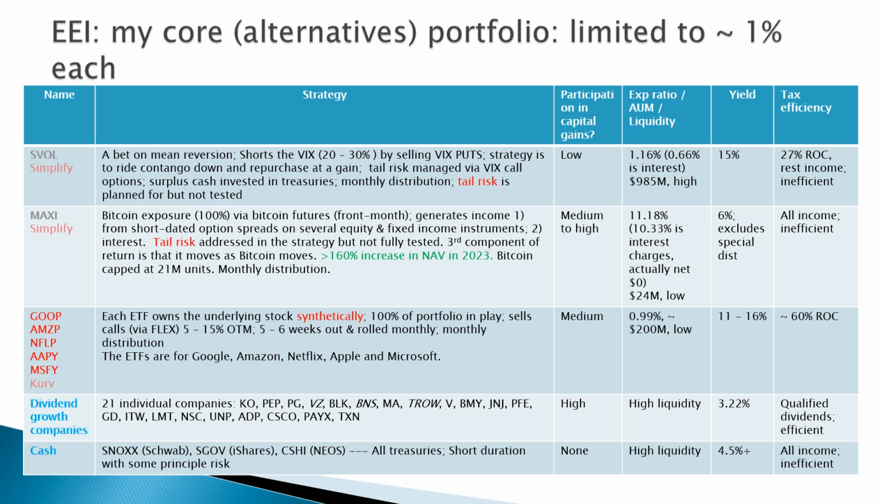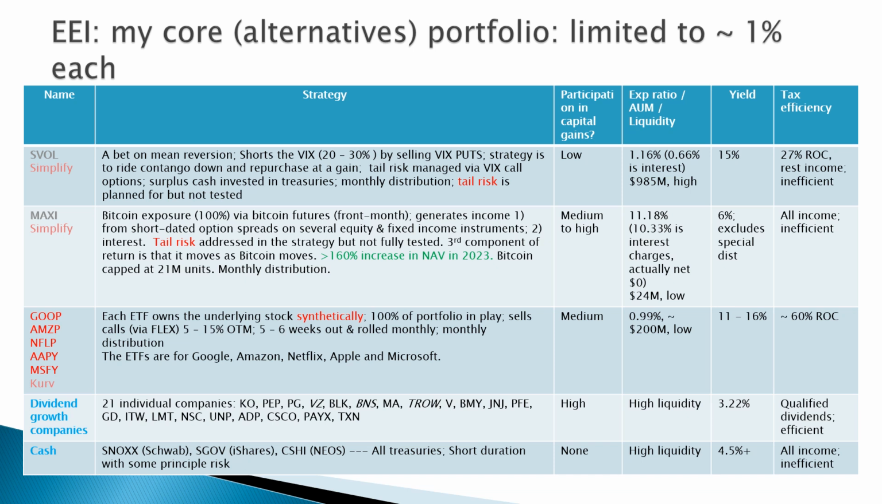CSHI is from Neos, another company that I respect, and they're doing exactly the same thing. They own treasuries, but they make some extra money by selling options. And so the range of yield is something like sub 5% for SNOX, just higher than 5% for SGOV, and slightly higher than 6% for CSHI. And it's probably like 70% SNOX, 15% SGOV, 15% CSHI, something like that.